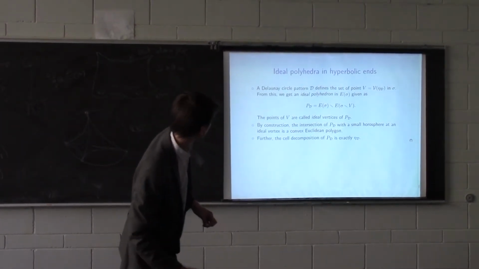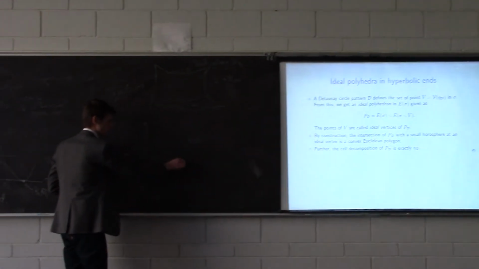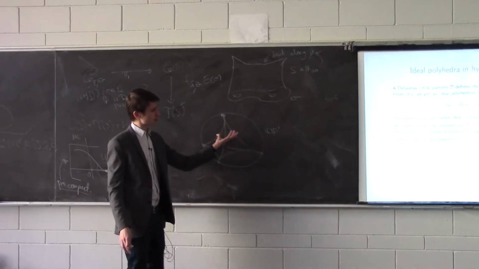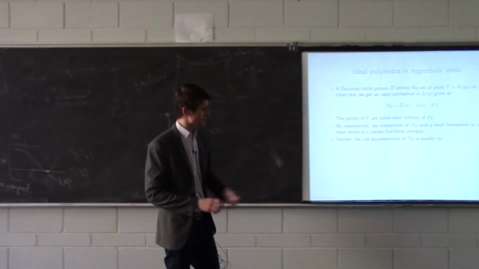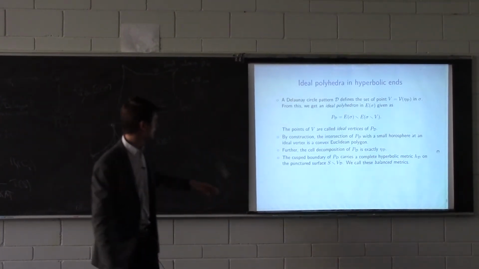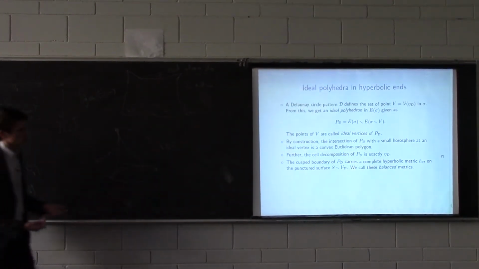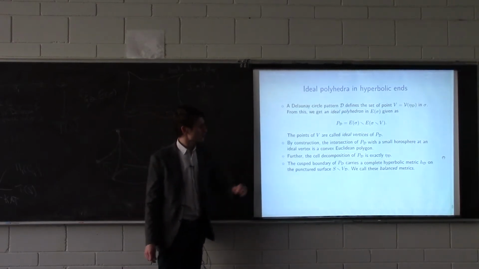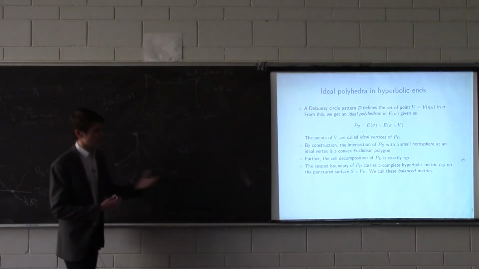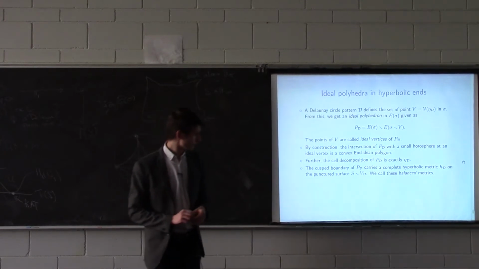So one thing that happens here is that an ideal polyhedron gives you a cell decomposition of the sphere. It has edges and vertices. And it turns out that the decomposition that you get this way is exactly the same as A to sub D. And the boundary of this, again, carries a hyperbolic metric, but this time on a punctured surface. These metrics we call the balanced metrics. They're actually special. There is a bijection between balanced metrics and polyhedra that we're not going to talk about.